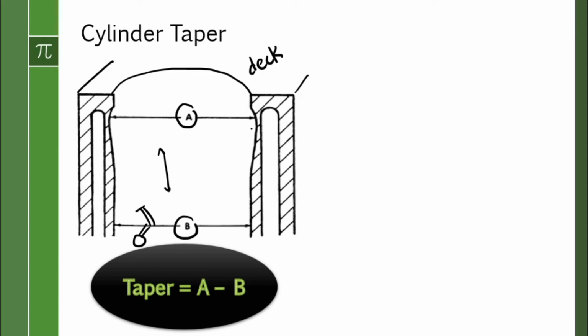So you're going to have an increased size at the top of the cylinder relative to the bottom. And if we want to talk about taper, the math is right here: A minus B. You take the bigger measurement, A, and subtract B, and it's just the difference in diameter. We're not doing any kind of area calculations or anything. It's a very simple measurement. Taper equals A minus B.